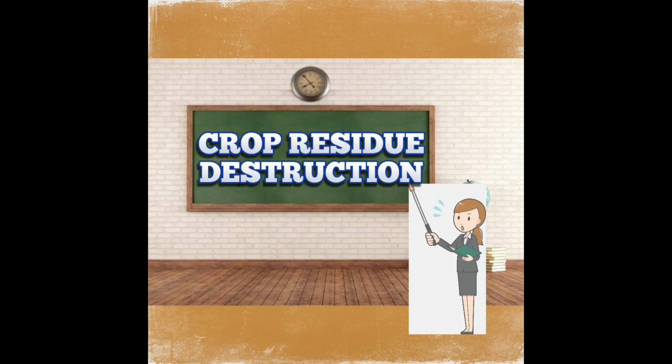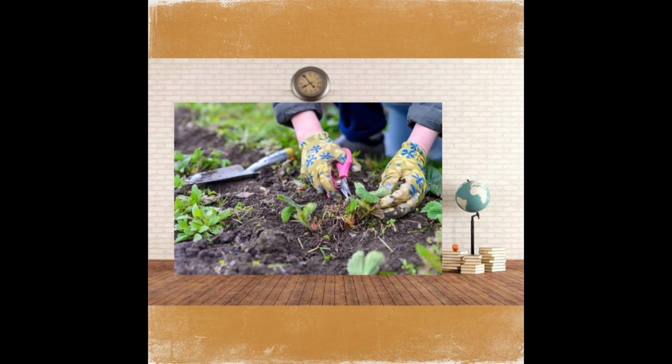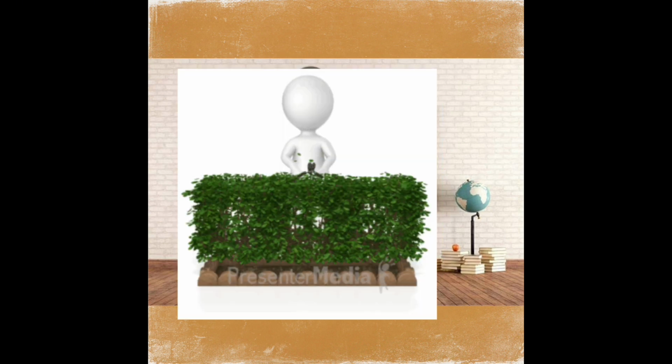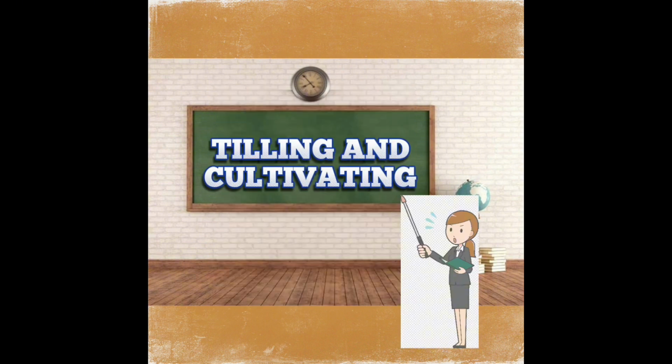Crop residue destruction refers to the process of removing or eliminating the leftover plant materials known as crop residues. After a crop has been harvested, crop residues include various parts of the plant such as leaves, stalks, stems, seeds, and other plant debris. Tilling and cultivating the soil are important practices in agriculture that involve preparing the soil for planting crops and managing weed growth.